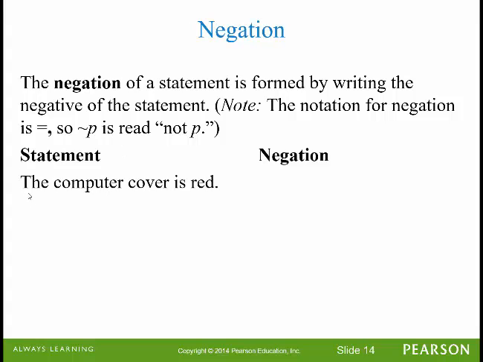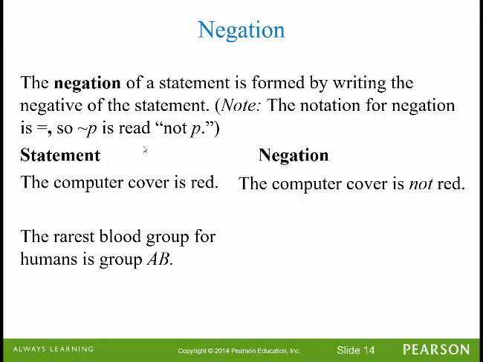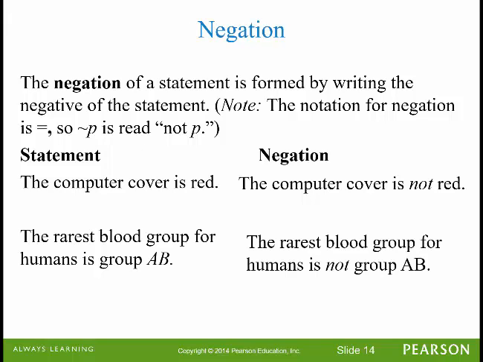So let's write a statement. The computer cover is red. Well, the negation of this is the computer cover is not red. The rarest blood group for humans is AB. The negation is the rarest blood group for humans is not group AB.